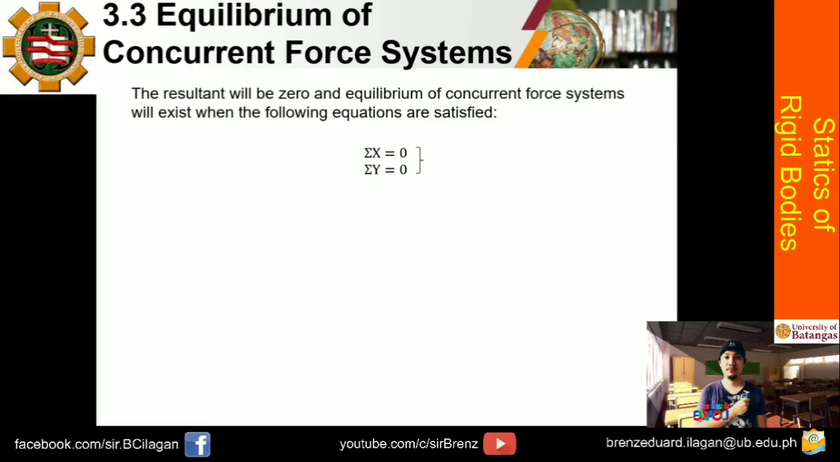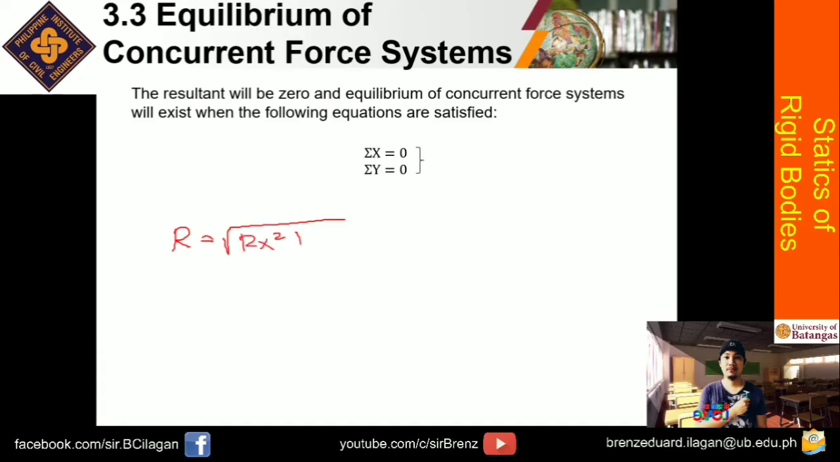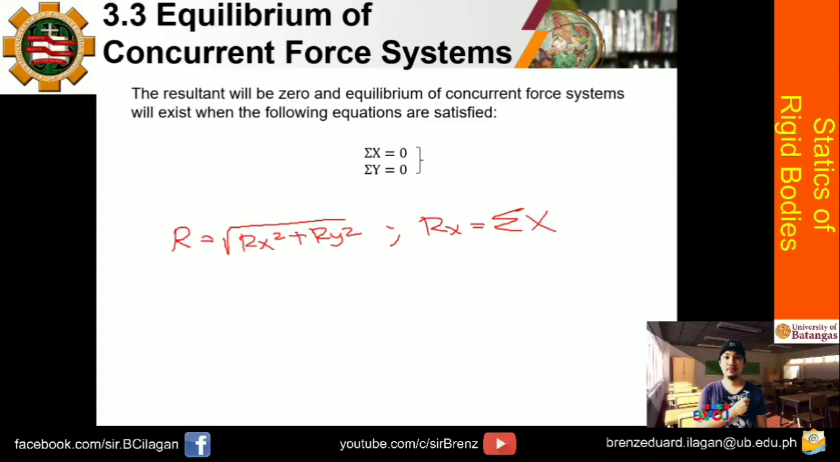Ano nga yung sinabi natin sa chapter 2. Kunin ko lang yung ating pen. So, di ba before, ang resultant mo, so that is equals lang sa square root of Rx squared plus Ry squared. So, saan yung Rx mo? Di ba yan yung summation of all forces X? Then yung Ry mo, that is the summation of all Y forces.